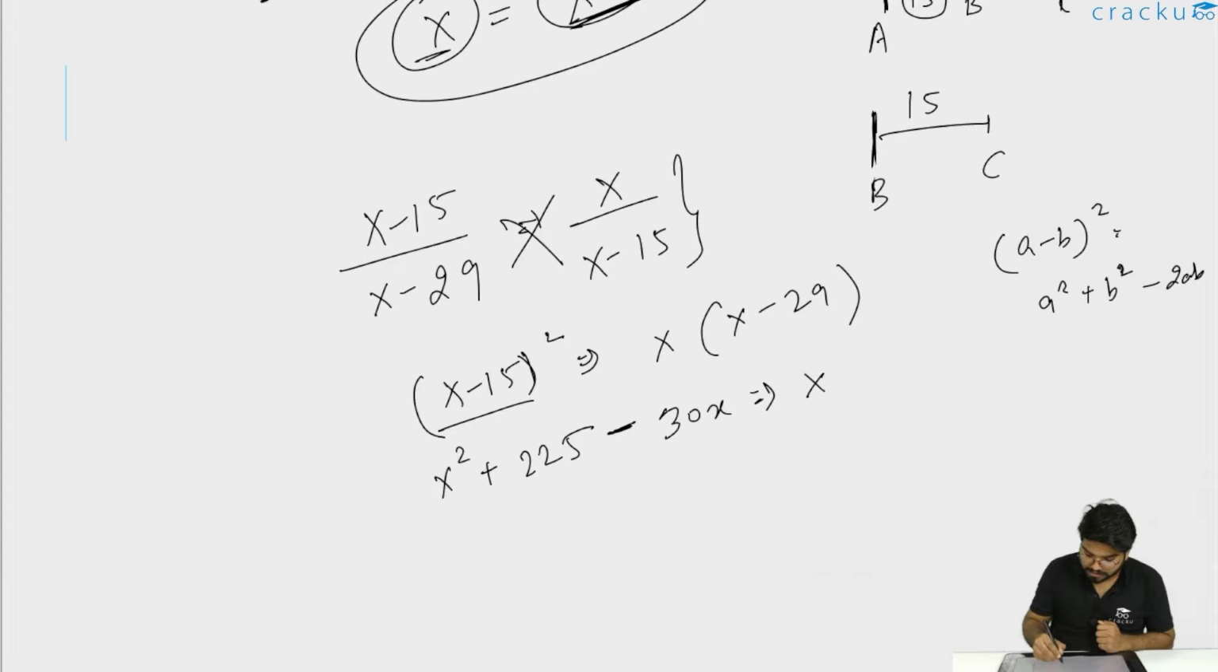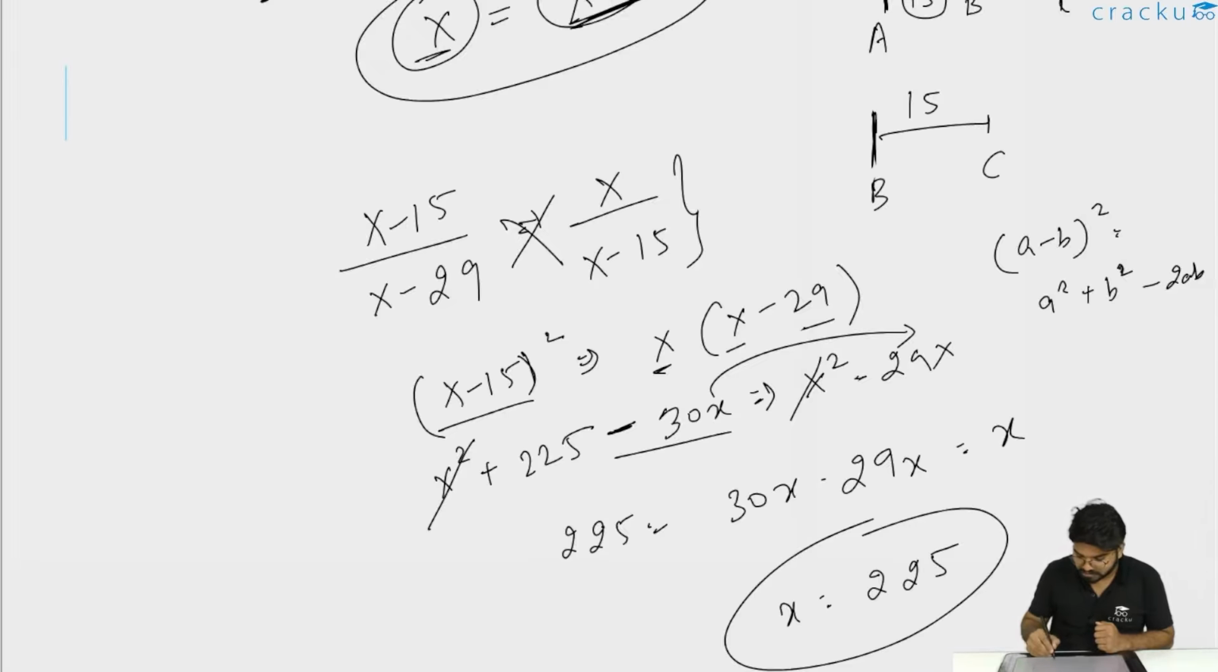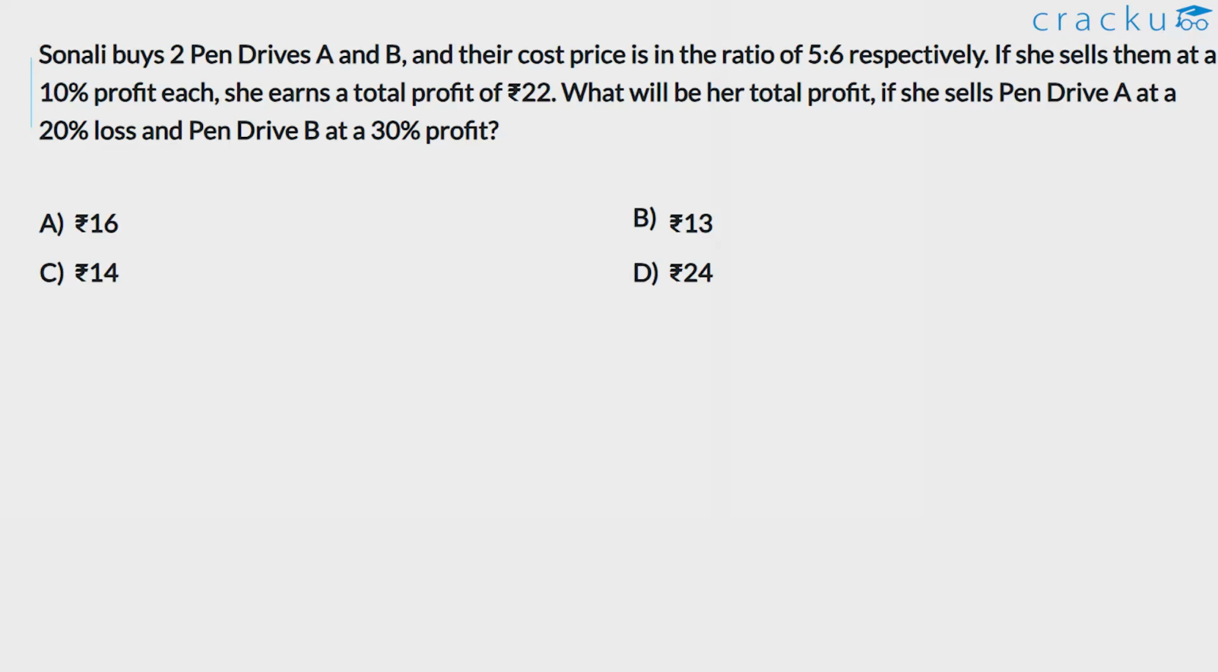This is equal to X square minus 29x, multiplying X to both of the internal terms. Now X square and X square can cancel out. We have 225. This minus 30x can go to the other side, that is 30x minus 29x, that will be equal to X. So X is equal to 225, or basically that is the length of the race. We are asked the length of the course, that we already have found, that is option C, 225 meter.